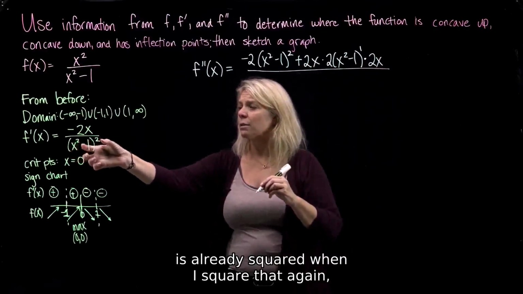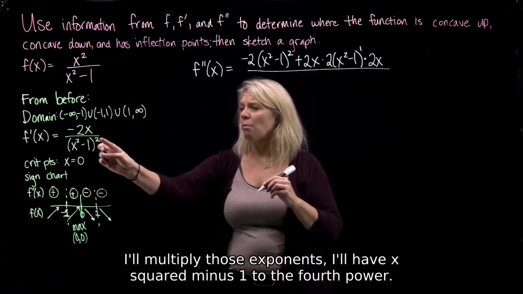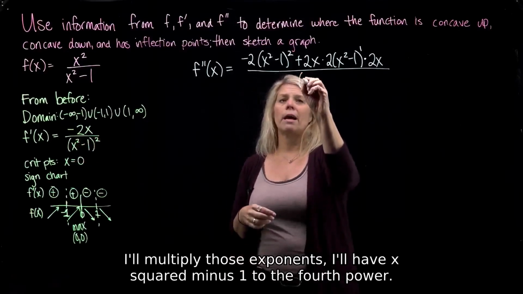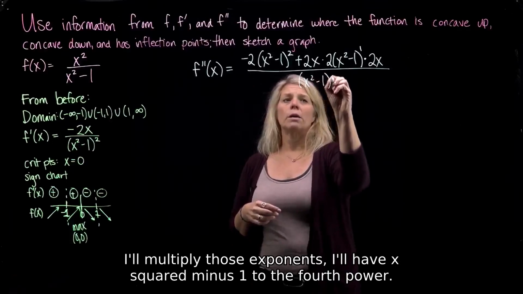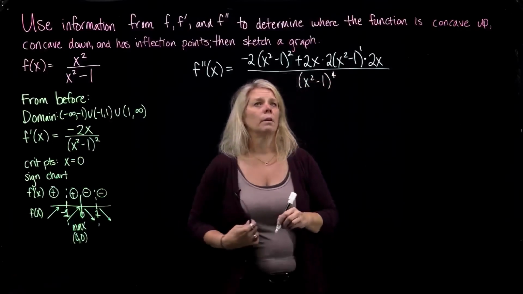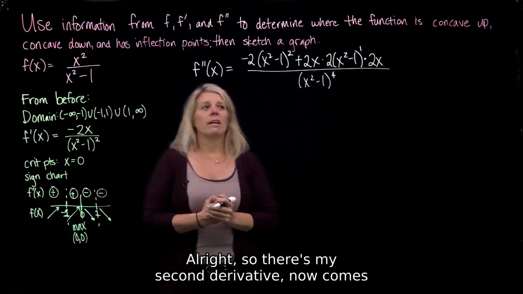The denominator is already squared. When I square that again, I'll multiply those exponents. So I'll have x squared minus 1 to the 4th power. All right, so there's my second derivative.